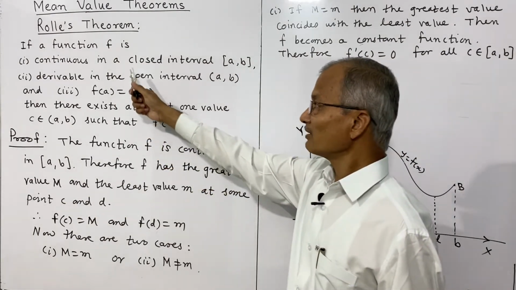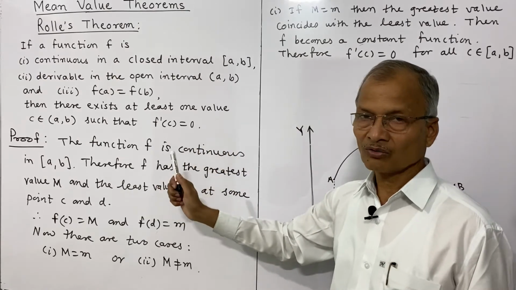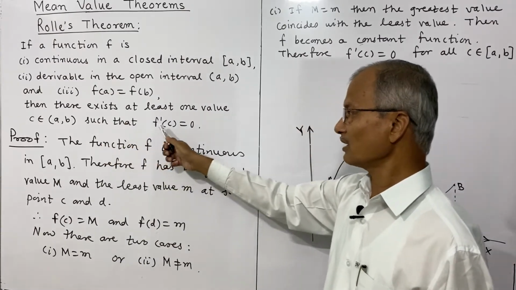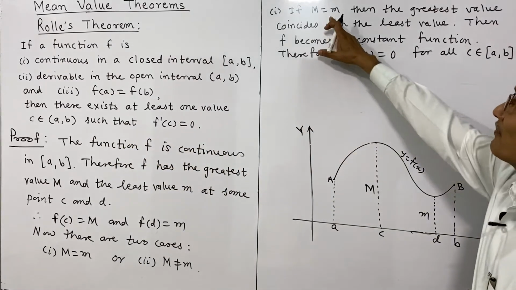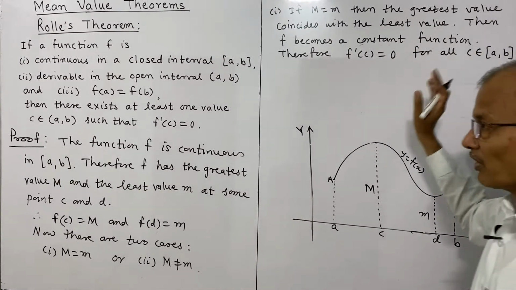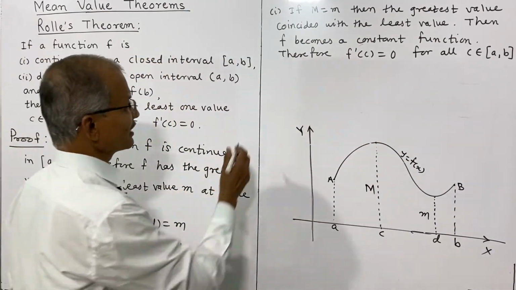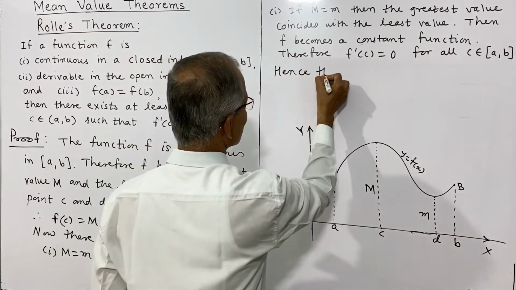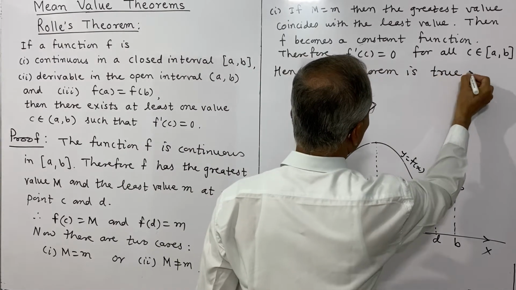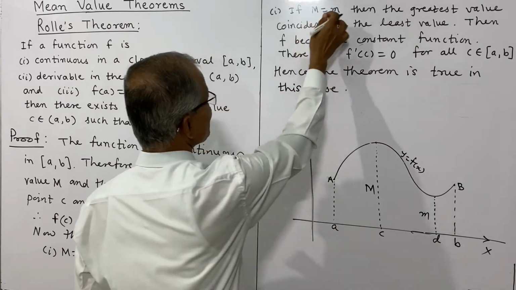What we have to show is that if these three conditions are satisfied, then there is at least one, maybe more, value of c such that f dash of c is equal to 0. And in this case we got f dash of c equal to 0 for all c. So there are infinitely many points where the derivative is 0, hence the theorem is true in this case, where small m is equal to capital M.